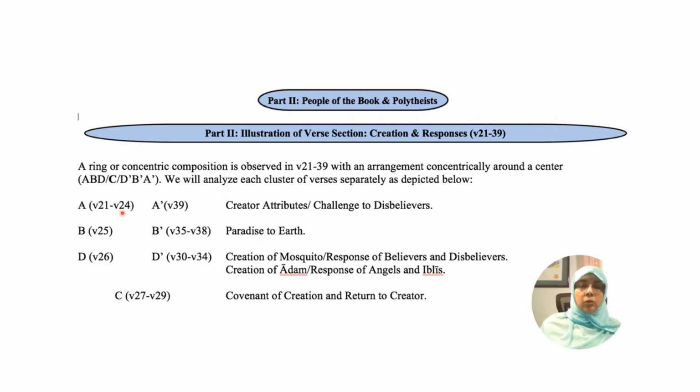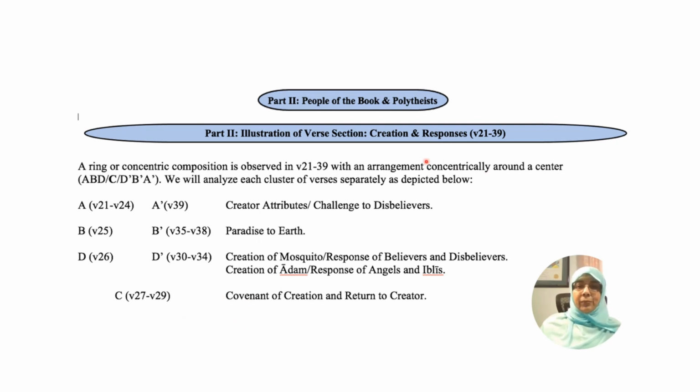The first section, 21 through 24, are about Allah's creative qualities and also about the disbelievers. Then verse 25 talks about paradise, Jannah. Then verse 26 talks about the arrogant remarks of the disbelievers who belittled Allah's example of the creation of a minute mosquito. So the center of this group are verses 27 through 29, which brings to focus the covenant of Allah's creation, and we will talk about the covenant in more detail a bit later.